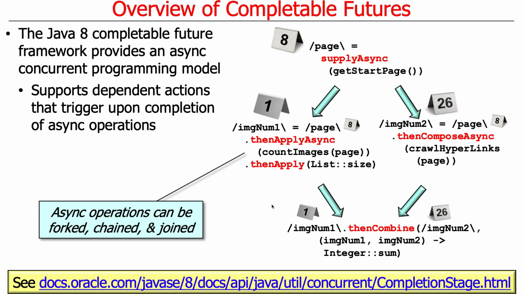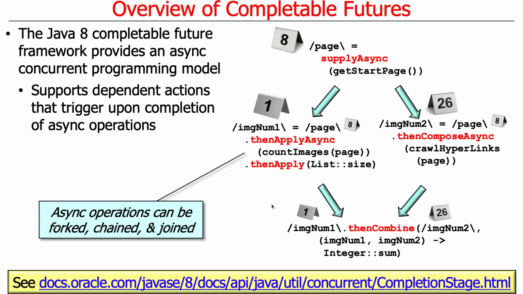And so both of these computations can actually start running at the same time once this one finishes. So that's an example of a forking operation. We're forking things off. So now we have two things that are running. And this is going to go out and asynchronously count the number of images on this page.